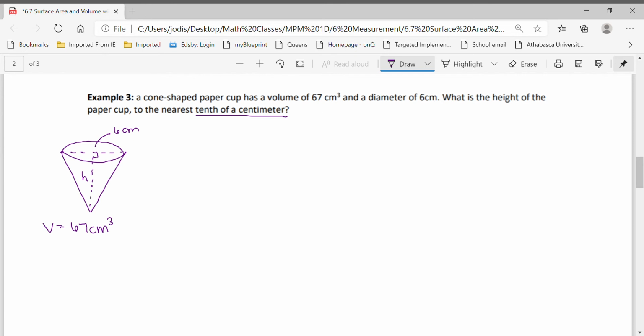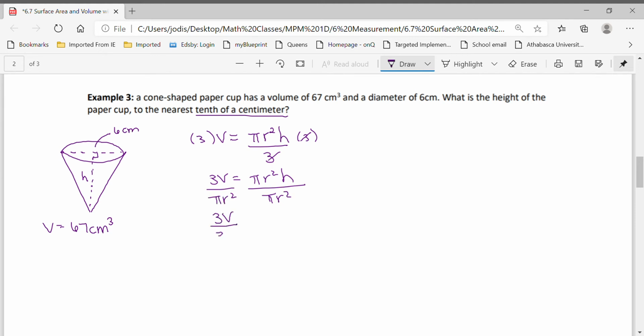All right. So we have to look back at our volume formula. So volume of a cone is pi r squared h over 3. And we're looking for height. So let's rearrange this for height. So we're going to multiply both sides by 3. So we've got 3v equals pi r squared h. Divide both sides by pi r squared.